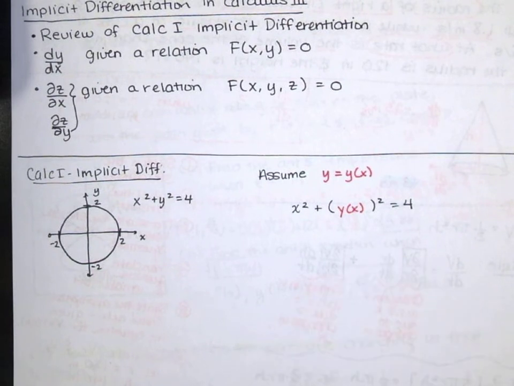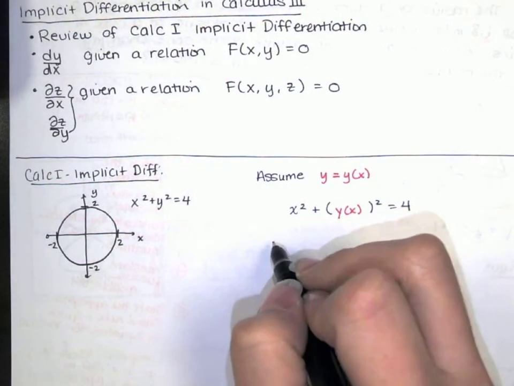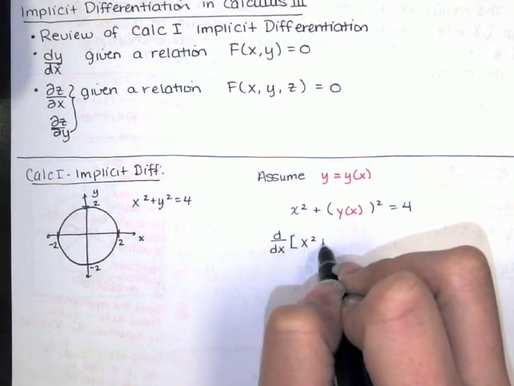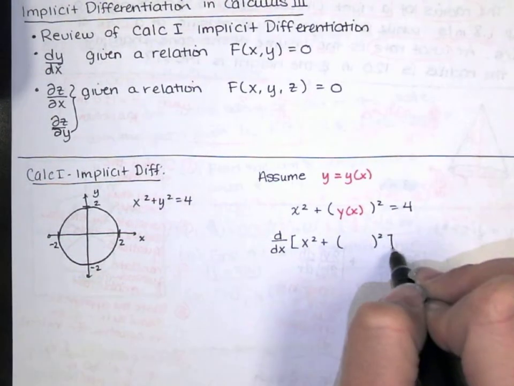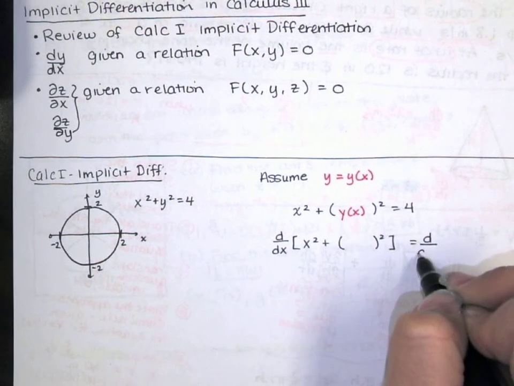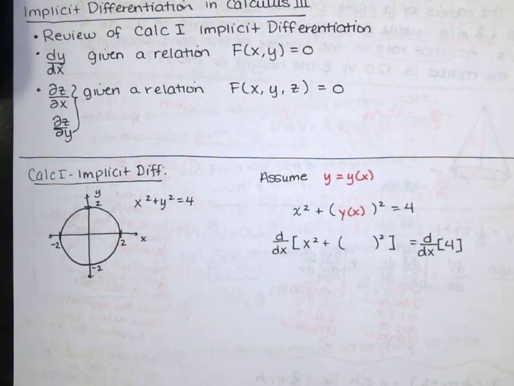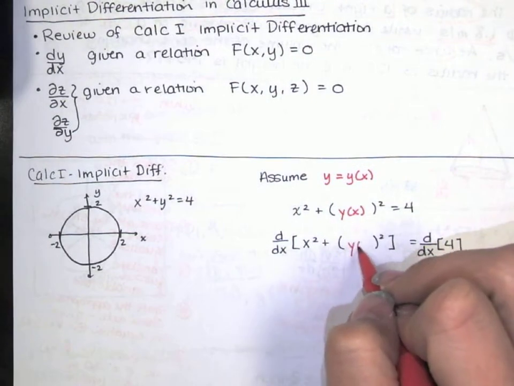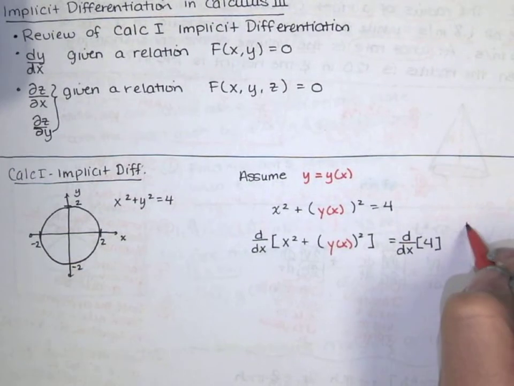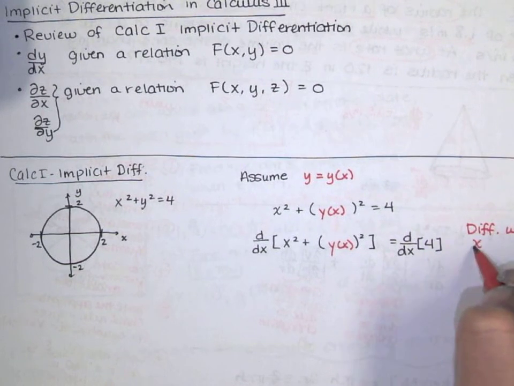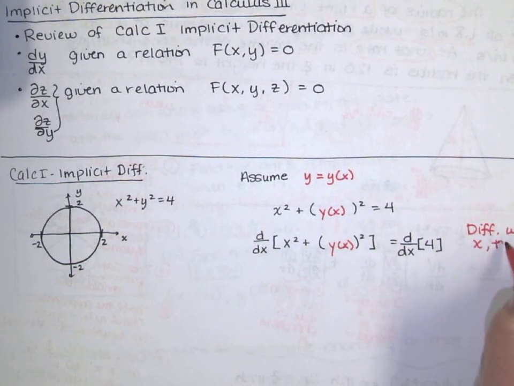Now, most of the time when we're doing implicit differentiation, we don't do that. It's sort of implied that we do that, but I just wanted to make it explicit for this video. And then we take the derivative of both sides with respect to x. So we're differentiating both sides with respect to x, remembering that y is a function of x.